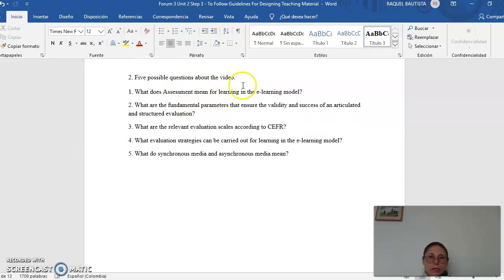Five possible questions about this video. First, what does assessment for learning mean in the e-learning model? Second, what are the fundamental parameters that ensure the validity and success of an articulated and structured evaluation? Third, what are the relevant evaluation skills according to the CEFR? Fourth, what evaluation strategies can be carried out for learning in the e-learning model? Finally, fifth, what do synchronous media and asynchronous media mean?